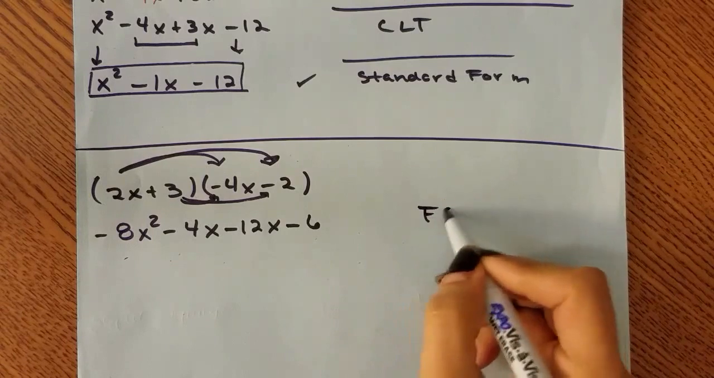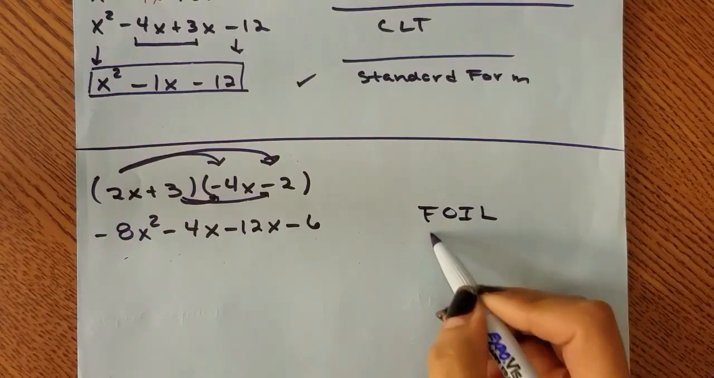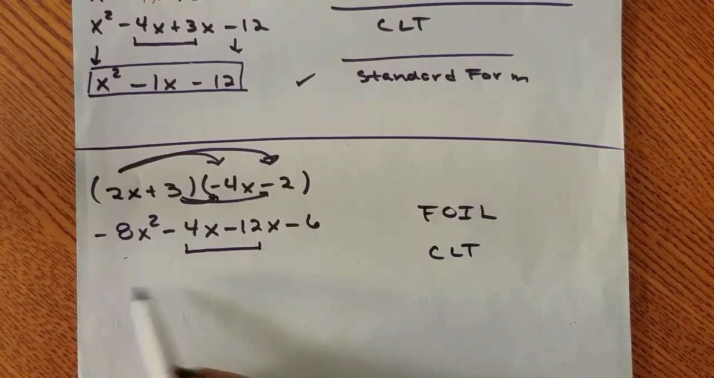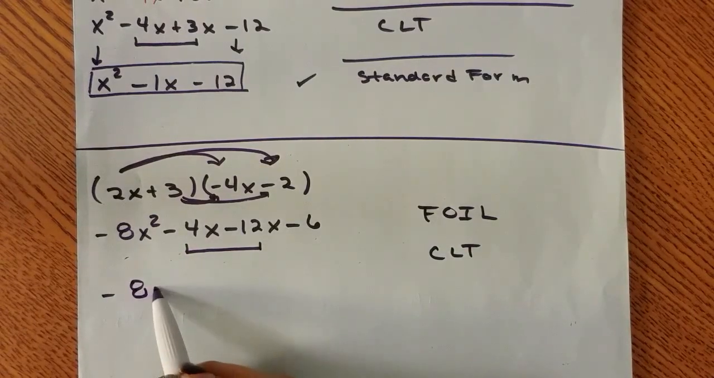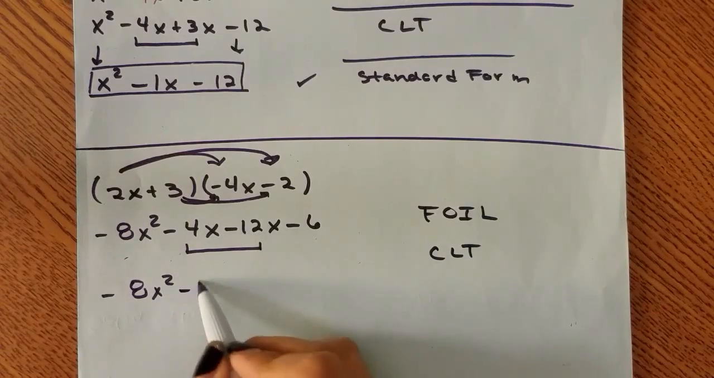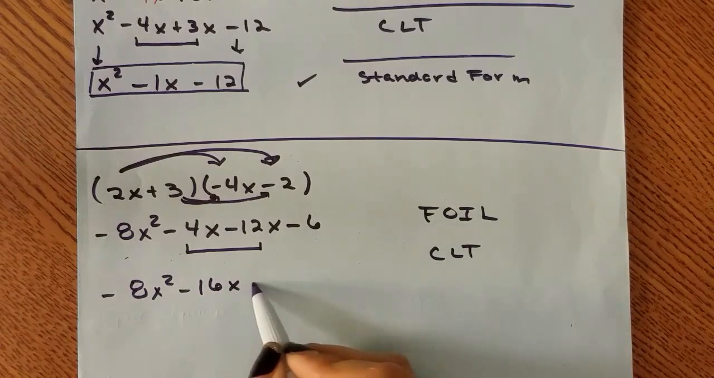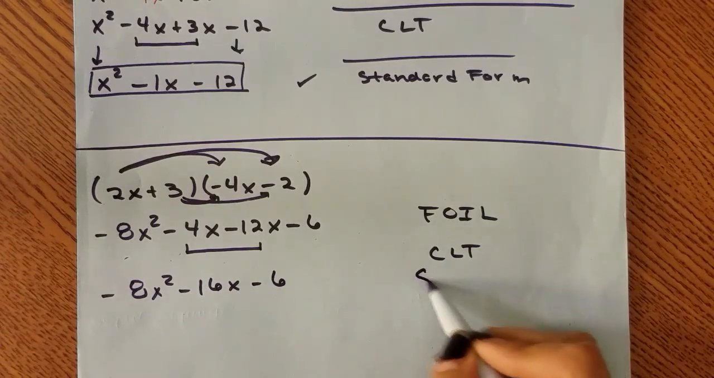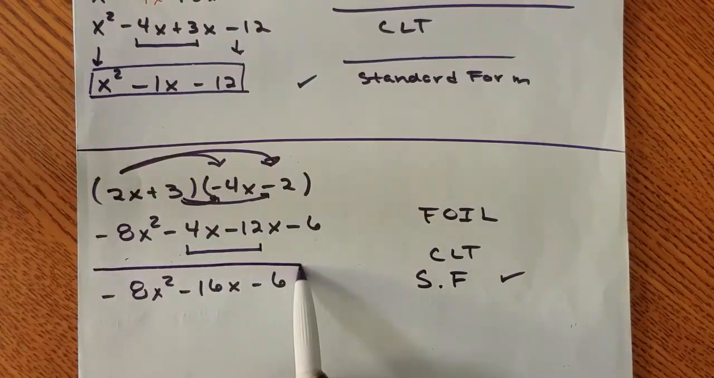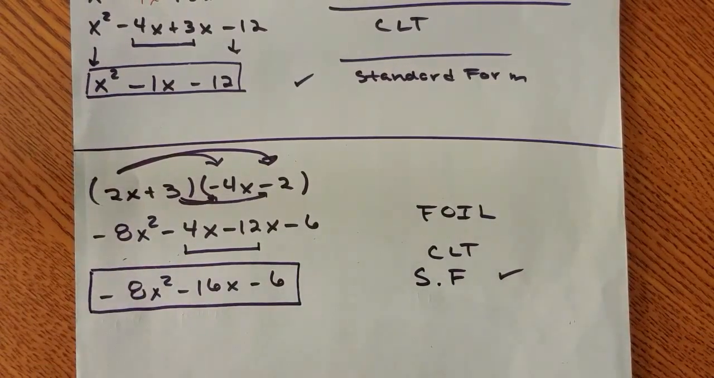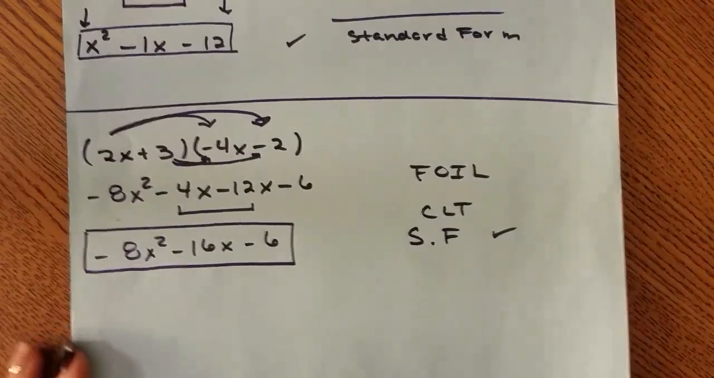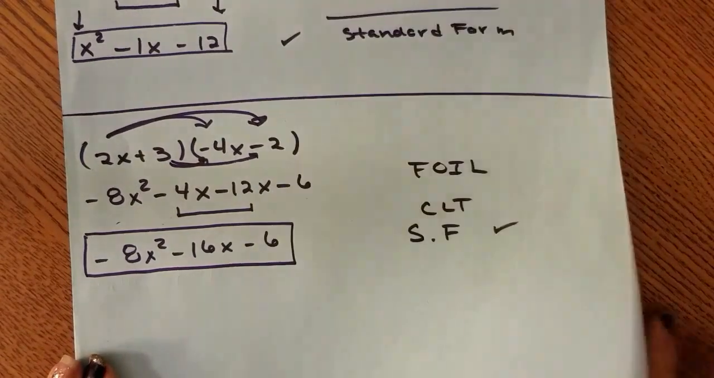So here I FOILed. The next step is combine like terms. So these are my like terms here, and what you'll see is that your like terms are normally going to be in the middle there. So negative 4 minus 12 is negative 16x, and then the negative 6 comes down. Make sure it's in standard form, which it is, and that's it. And they can get more complex as you go through. I'll do another example.